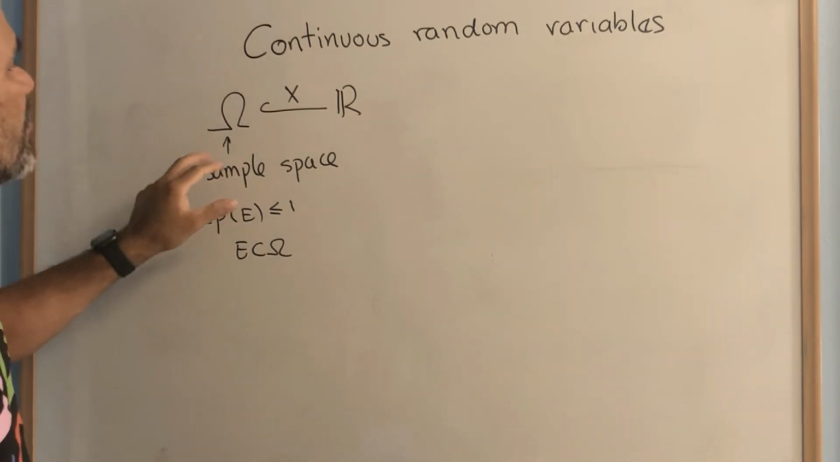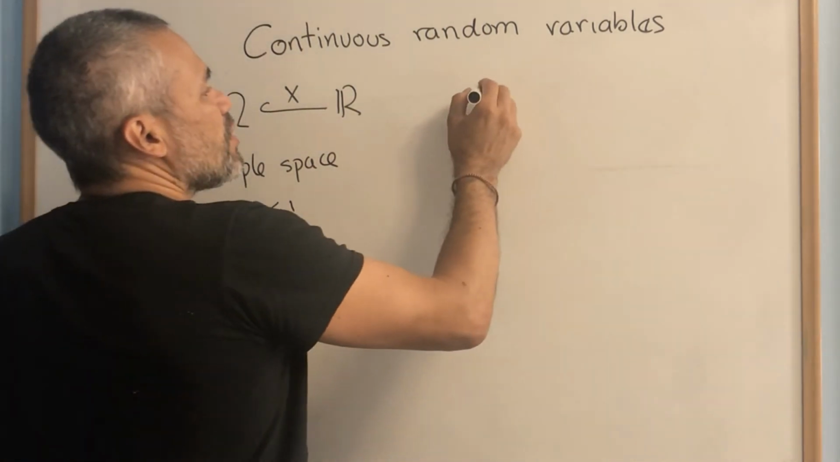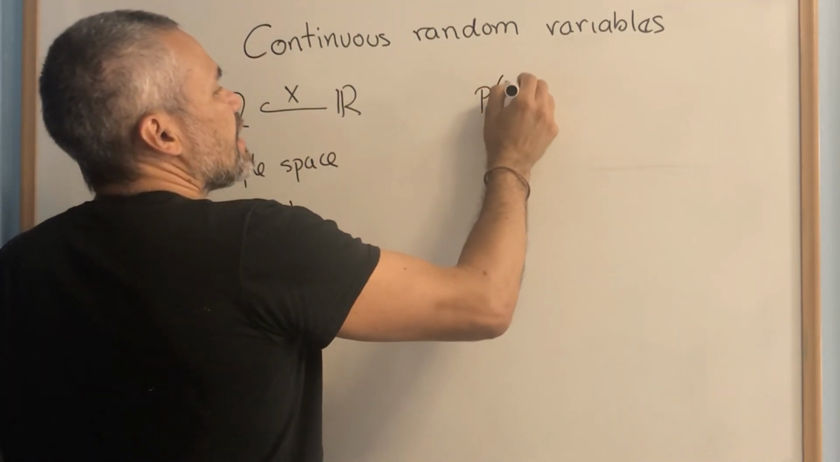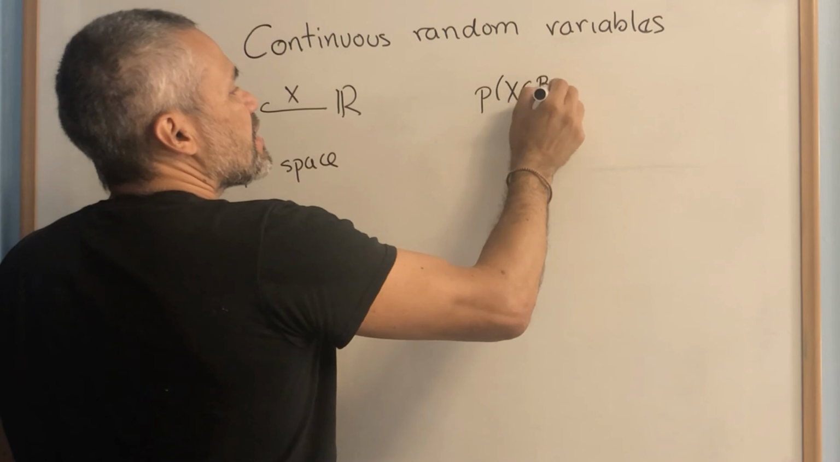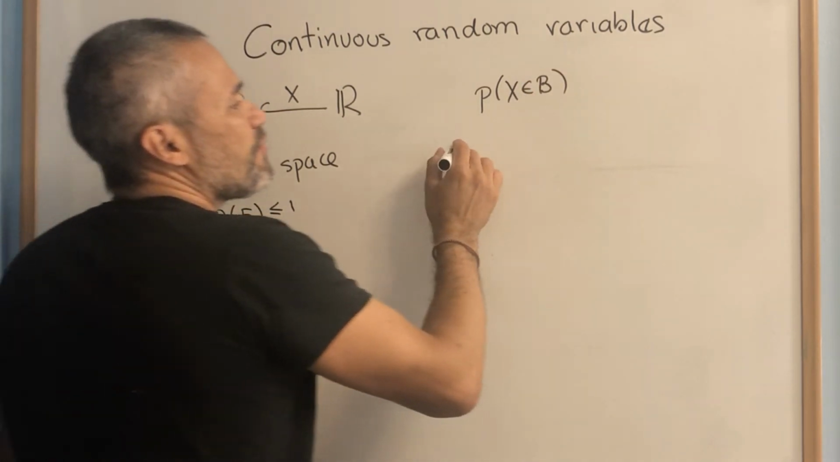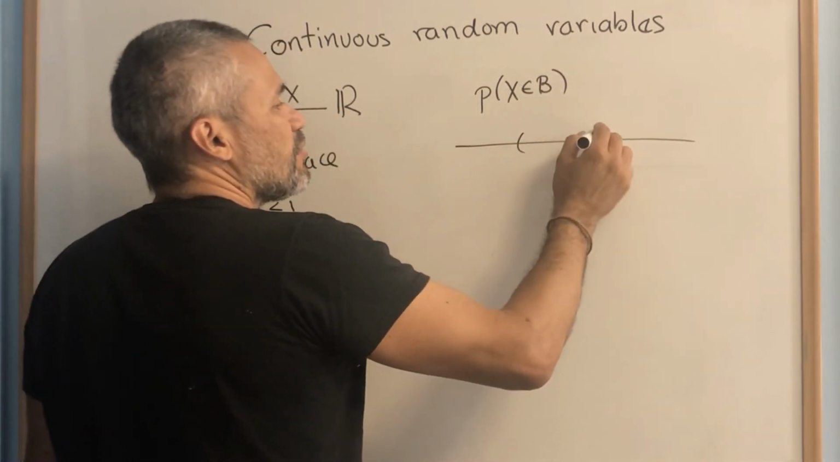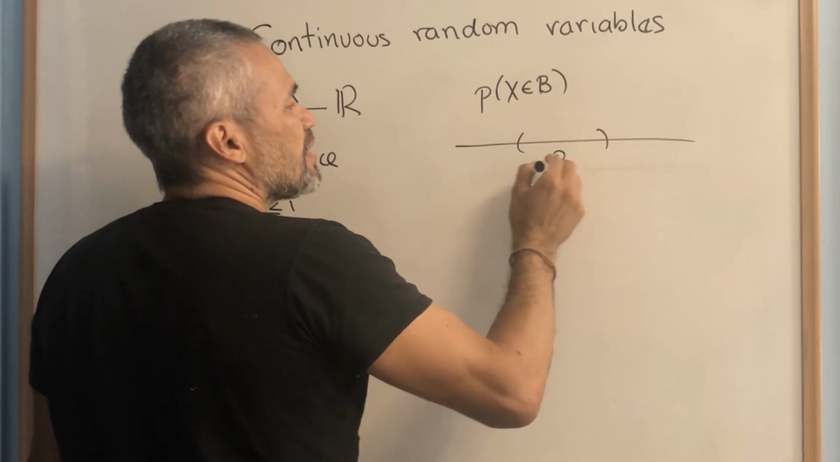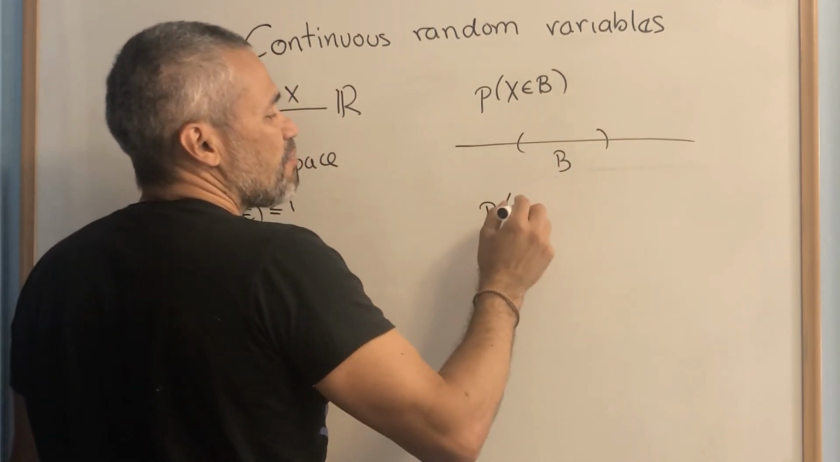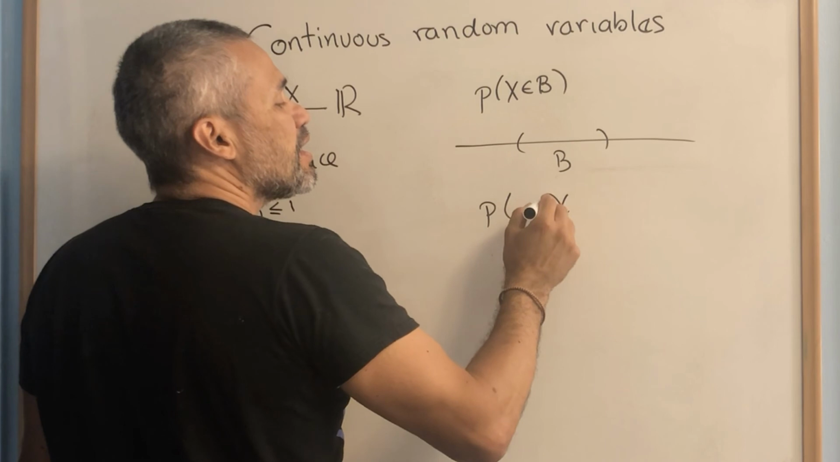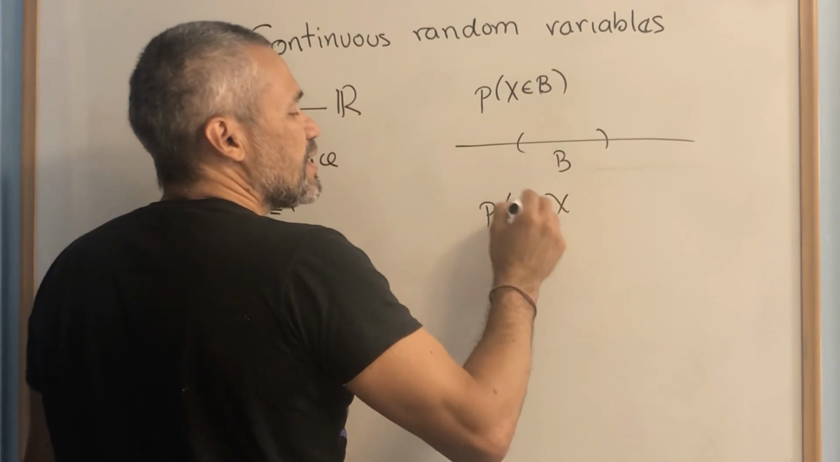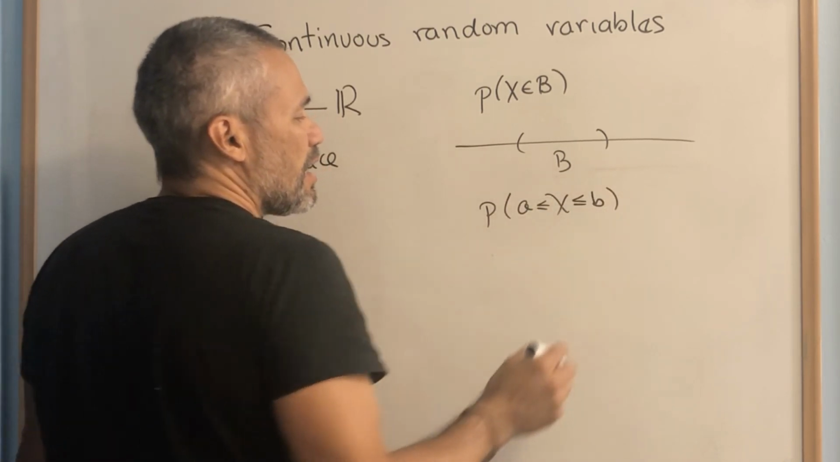When we have a random variable, it makes sense to talk about the probability that x is in a particular set of the real numbers, or subset of the real numbers. For example, it makes sense to talk about the probability that x is between a and b.